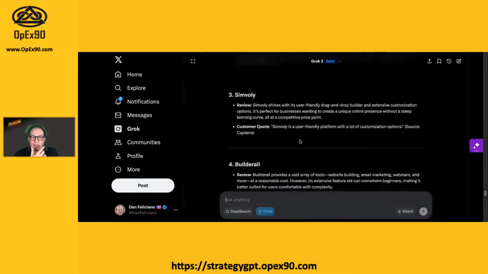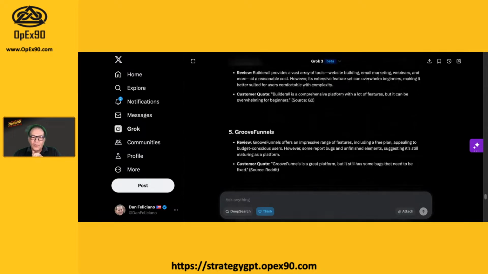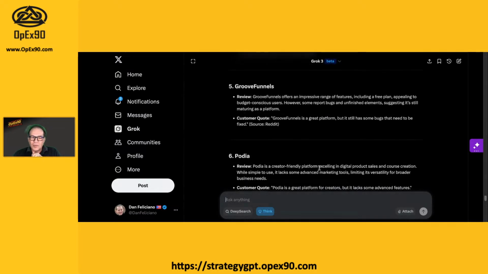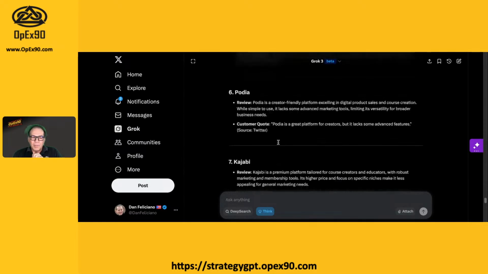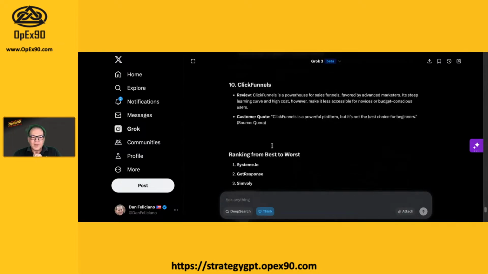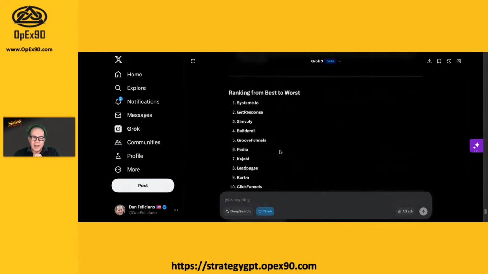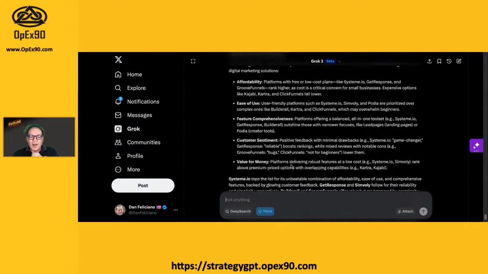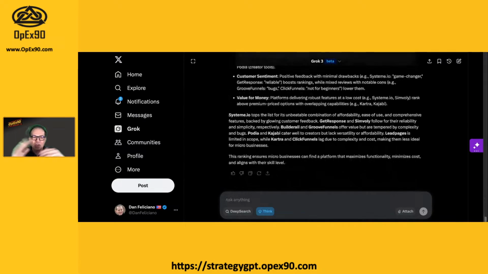Simulvi is number 3. Builderall is 4. 5 is GrooveFunnels. Podia, Kajabi, ClickFunnels, and so on. And then here's how they ranked, and here's the rationale for their ranking, right? So this is very interesting. So right now we have a lot of interesting information, right?